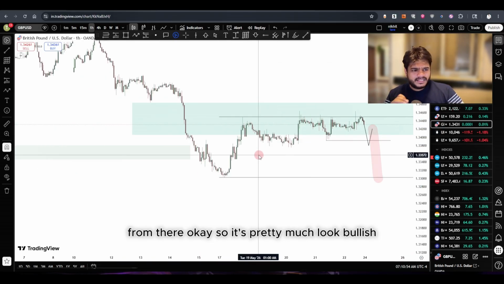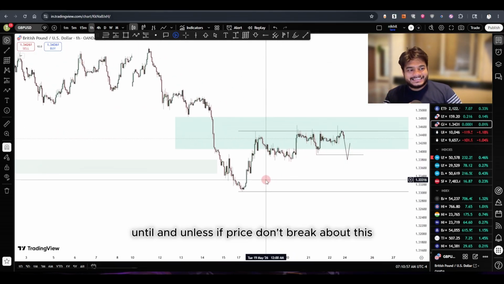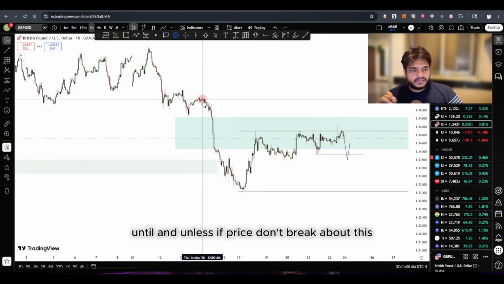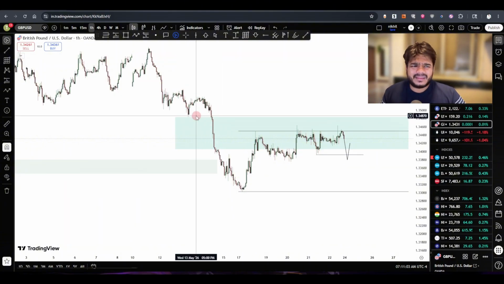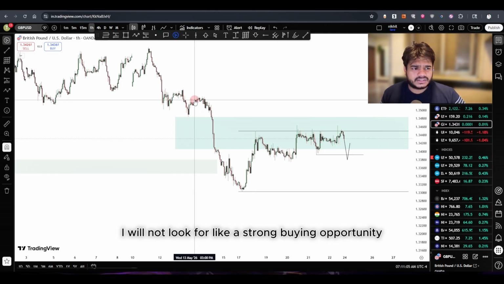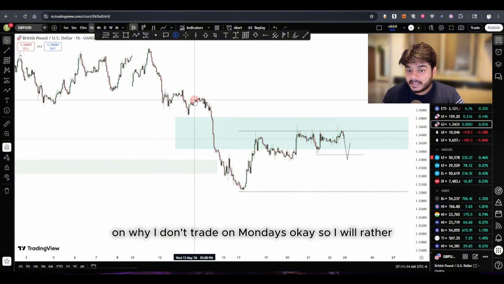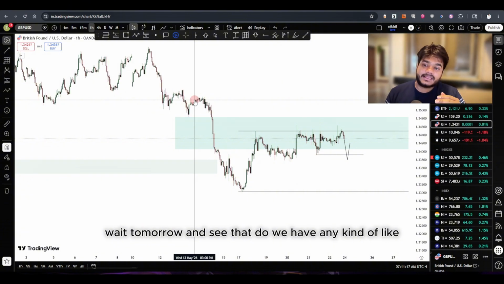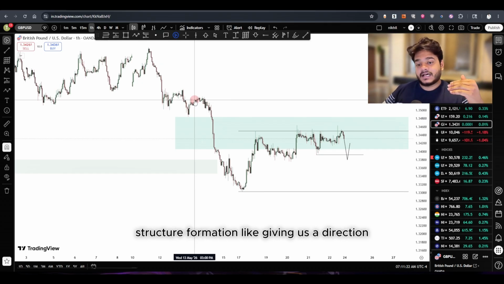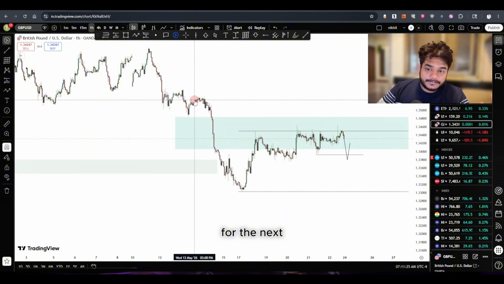So it pretty much looks bullish until and unless price breaks above this supply zone over here. I will not look for a strong buying opportunity. Monday, I obviously have posted some videos on why I don't trade on Mondays. So I will rather wait for tomorrow and see if we have any kind of structure formation giving us our direction for the next week.